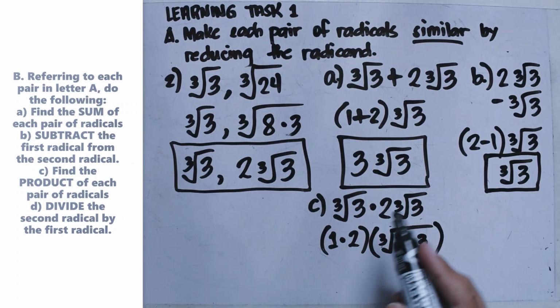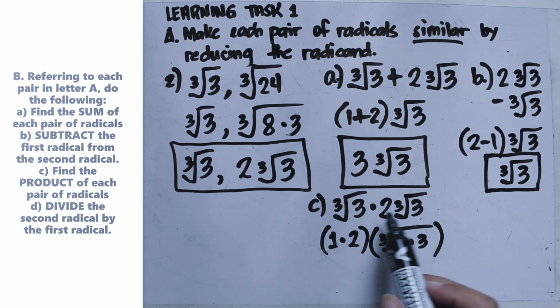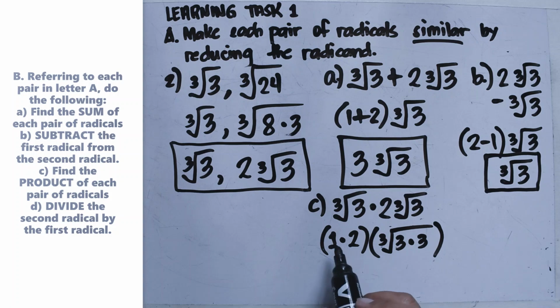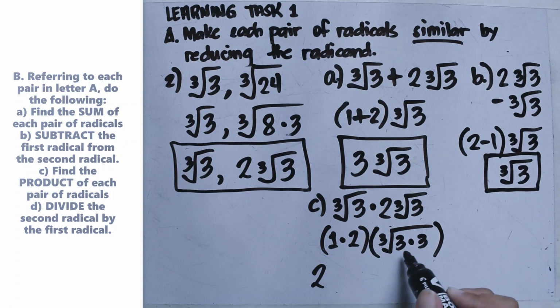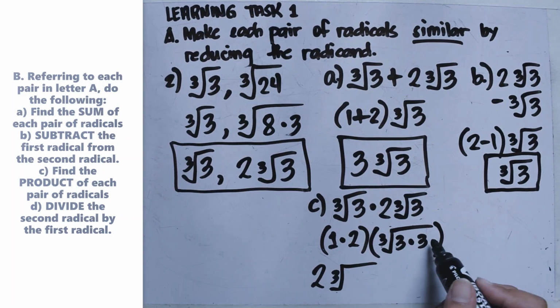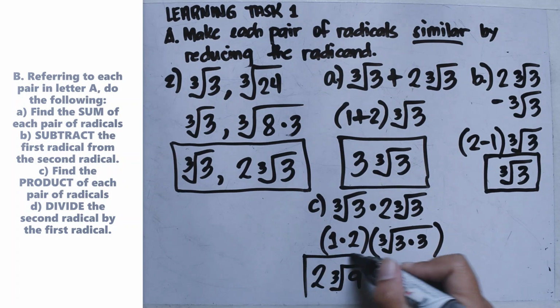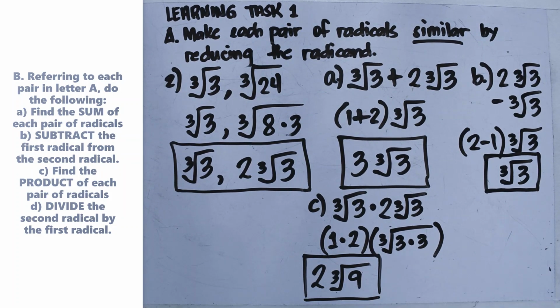Got it. Again, in multiplying, just copy the same index and then multiply the radicands. So we have 3 times 3. And then simplify. So we have 1 times 2, which is 2. And then just copy the cube root of 3 times 3, which is 9. Now, ma'am, does 9 have a cube root? Of course not. So, therefore, this is our final answer, since 9 has no cube root. Only 8 does, right? So that is our final answer in letter C.